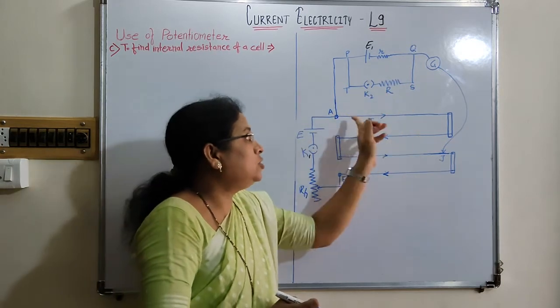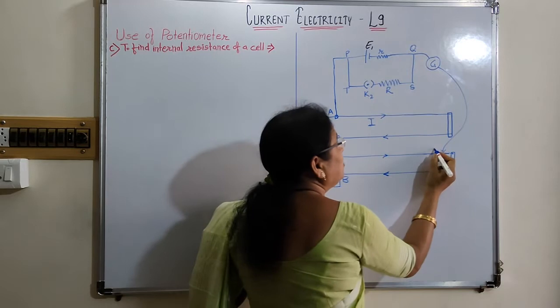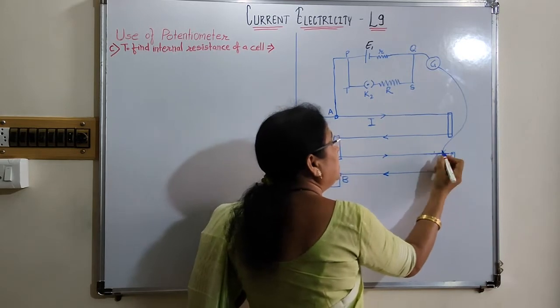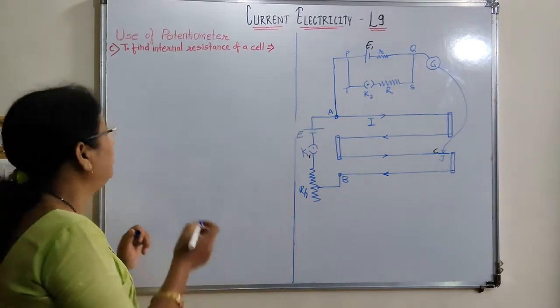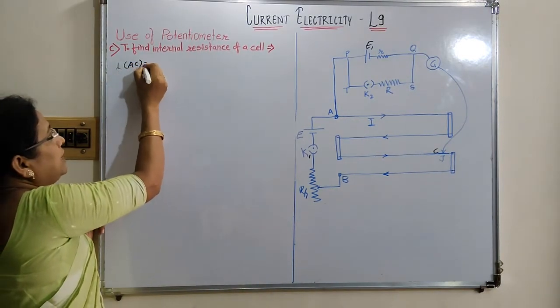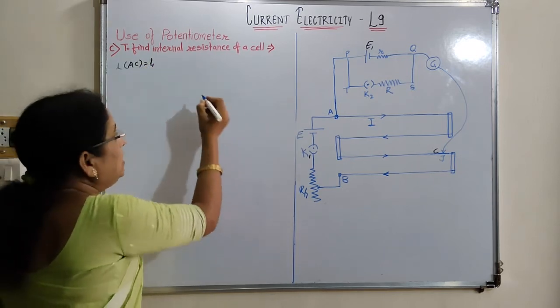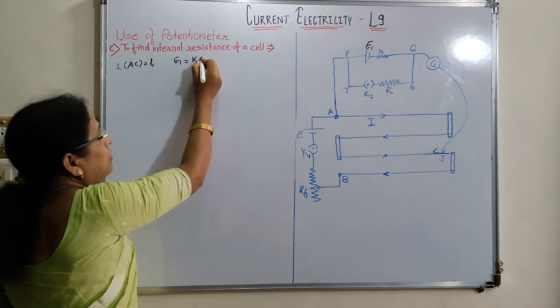Touch the jockey at different points on the wire and obtain some point, suppose we consider any point C here. Measure the length of the wire AC. Suppose it is L1. We can say the length of the wire between point A to C is L1. By the principle of potentiometer, we can say here E1 is equal to K into L1.